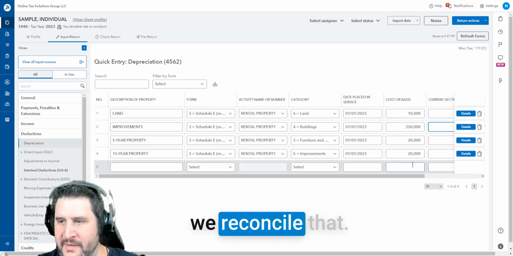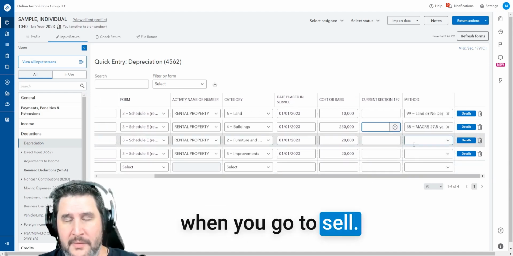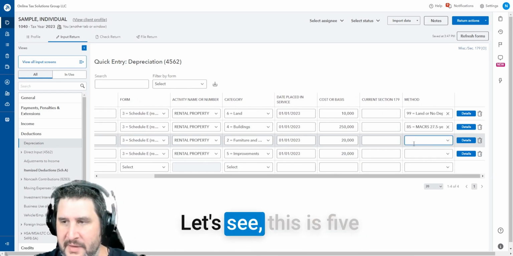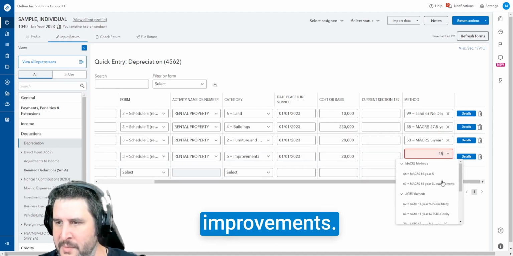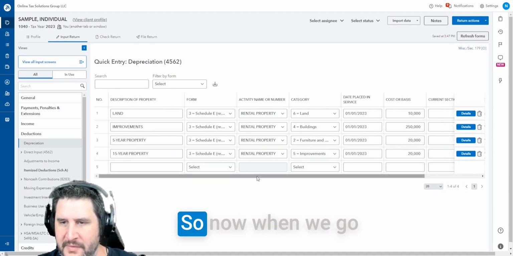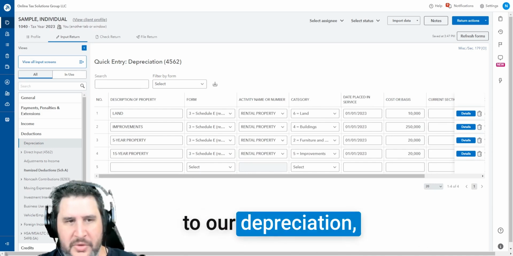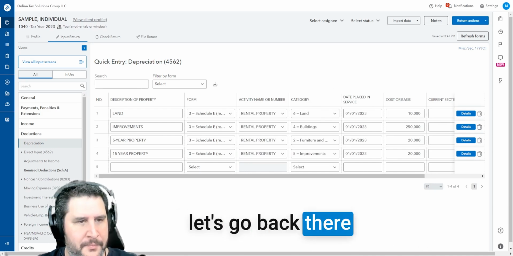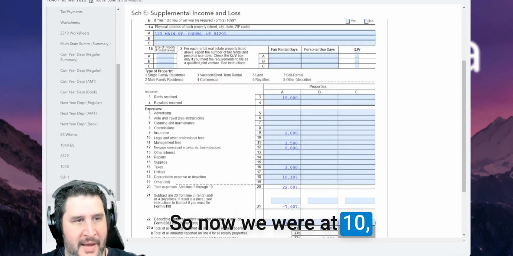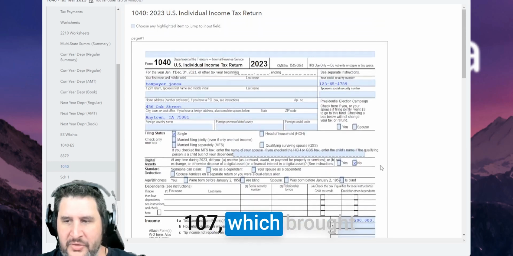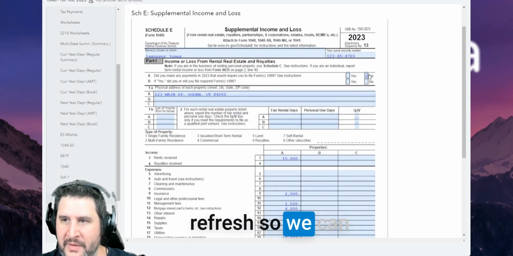Got to make sure we reconcile that. Now, this does lower your tax basis when you go to sell. So that's something to keep in mind. Let's see, this is 5 year rental stuff, and this is 15 year improvements. Okay. So now when we go to our depreciation, let's go back there, switching those. Okay. So now we were at 10,107, which brought our income from 200 down to 192. Then I'm going to refresh so we can see the difference.